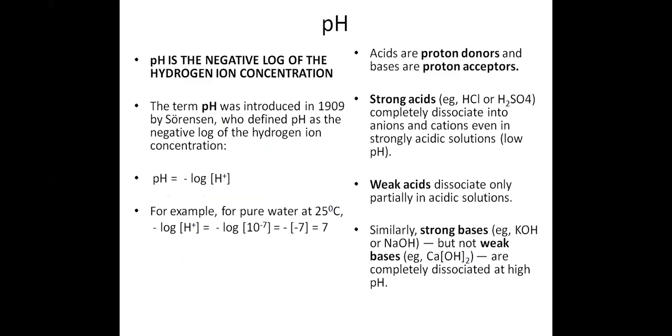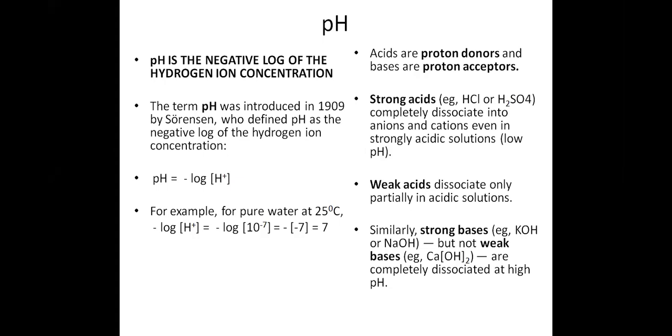And the pH is a term used to define the hydrogen ion concentration. pH is essentially the negative log of hydrogen ion concentration. We must have learned that severally along the line. Now, the pH for pure water at 25 degrees Celsius is just about 7. That is a neutral pH. So pure water is expected to have a pH of 7.